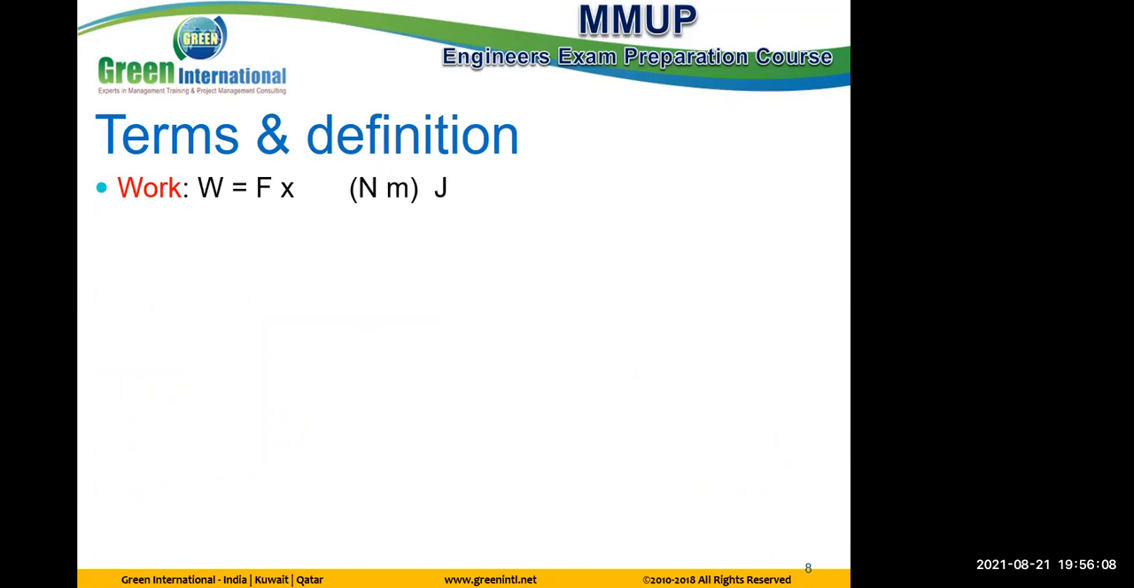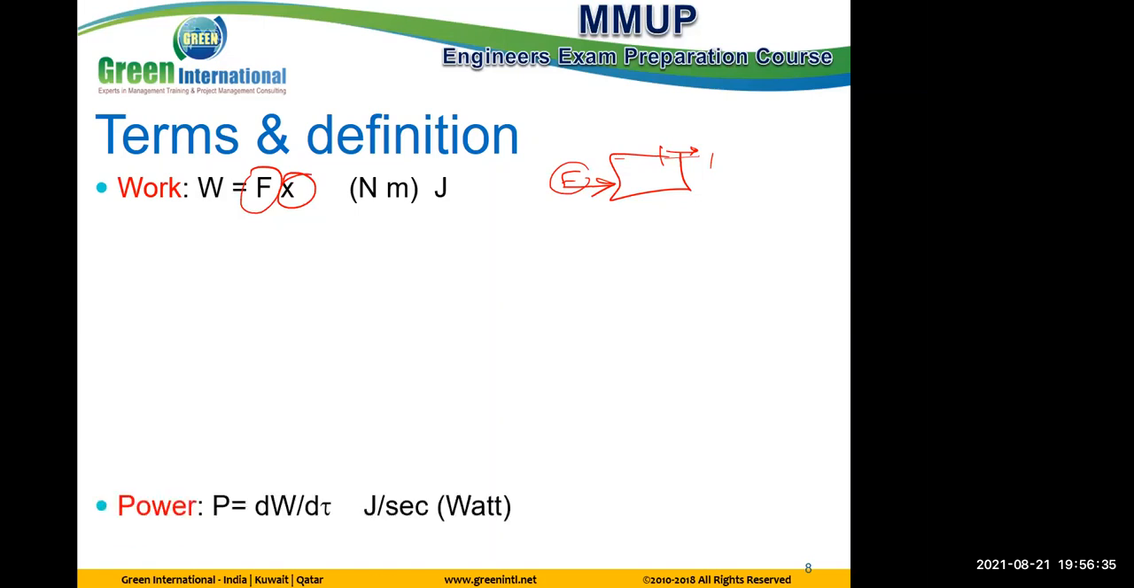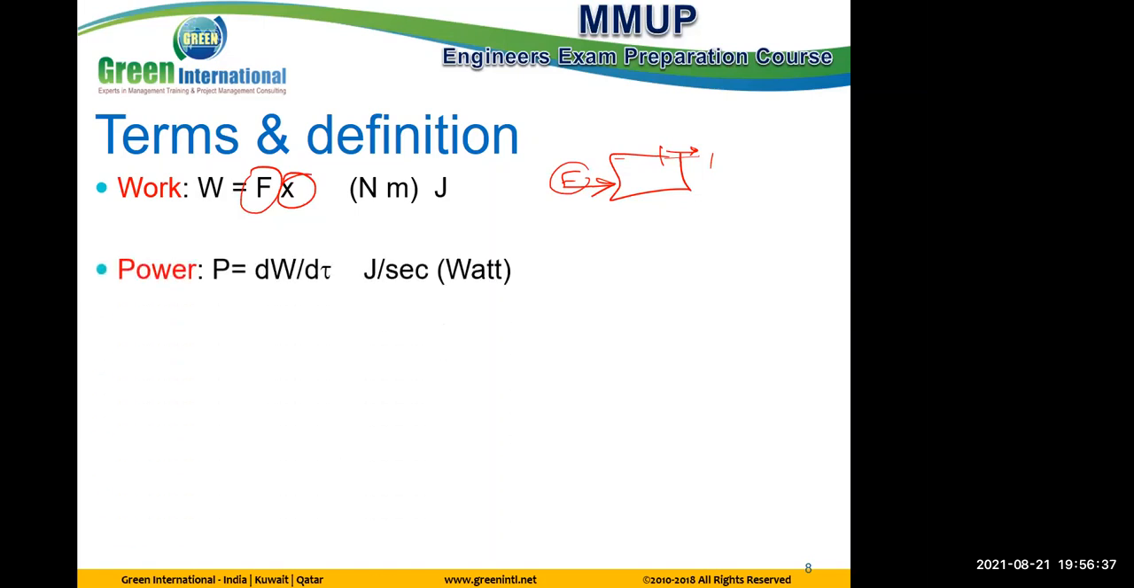Work is force multiplied by distance, and the force is mandatory to have work. Also, the distance is mandatory to have work. So if you have a body and you apply a force on this body, but no distance or displacement happens, there is no work, even though you have a force. If displacement happens without any force applied, again there is no work. So we have two conditions to obtain work. Power is the rate of work.